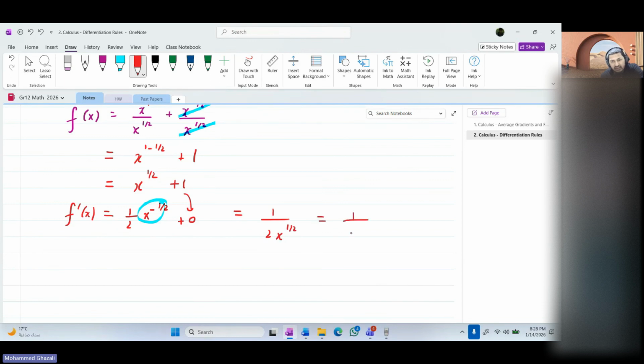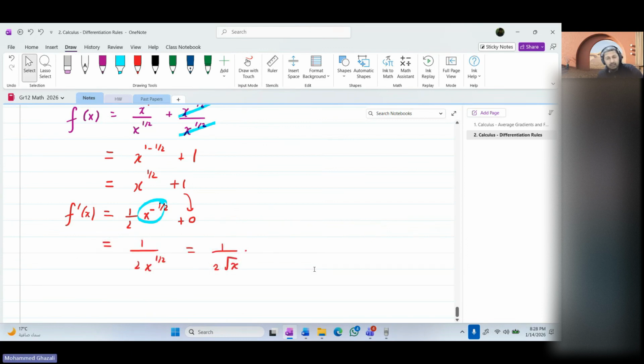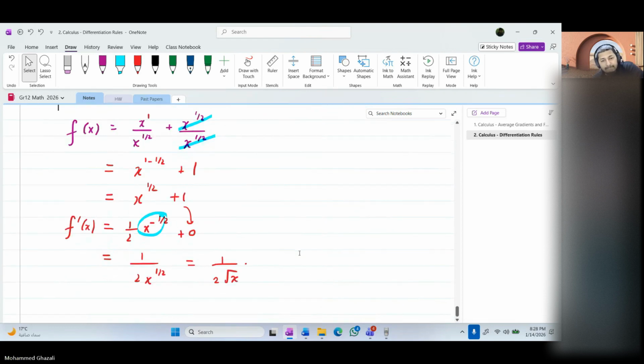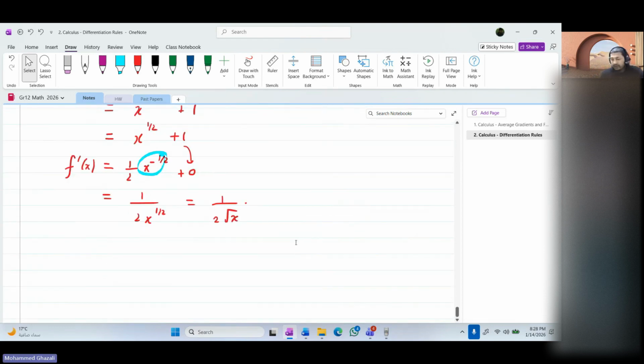Better, you can write it in root form. X to the power half is root x. And that is your final answer. Okay, make sense? Arnav, we good? You understood that? Yes. Right. Excellent, guys.